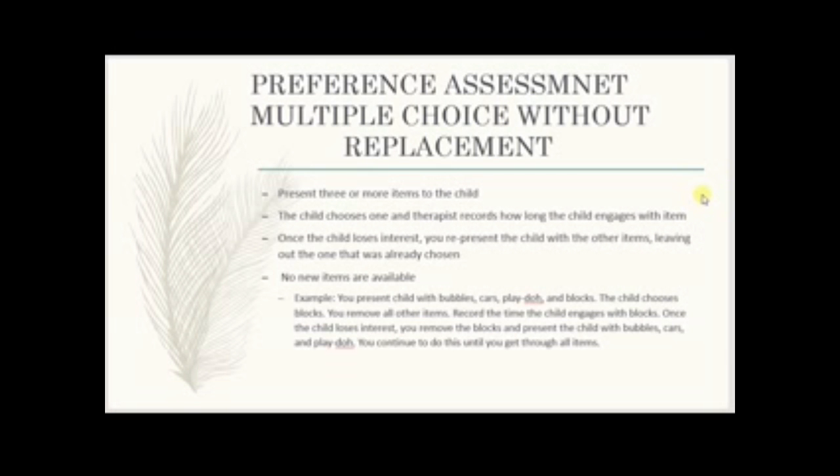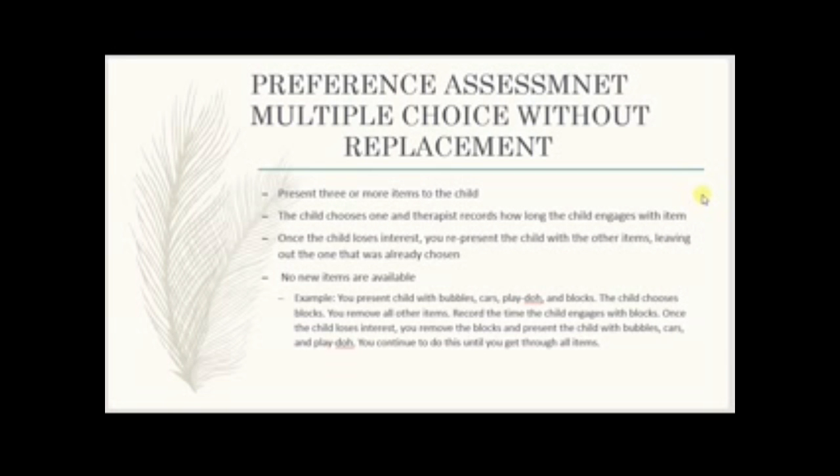So without replacement, earlier the child chose the train. I wouldn't put the train back in. Without, I'm not replacing the train. With replacement, I am replacing the train. The child chose the train, I'm putting it right back. It's still an option. Without replacement, the train is already chosen. It's no longer an option for the kid a second time. Does that make sense? Okay. So no new items are available. Without replacement, no new items are available.